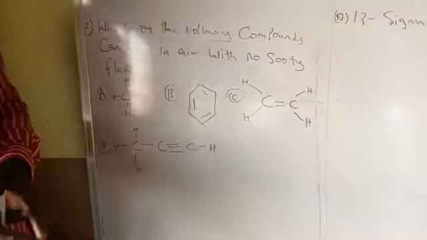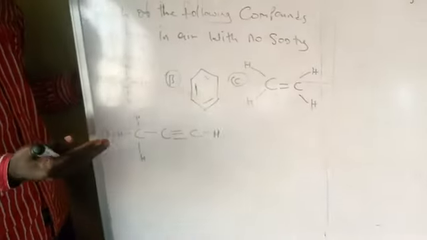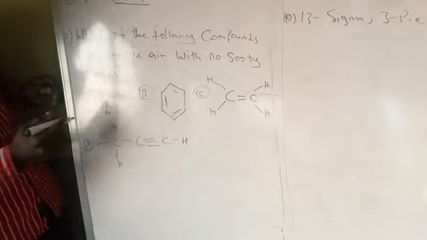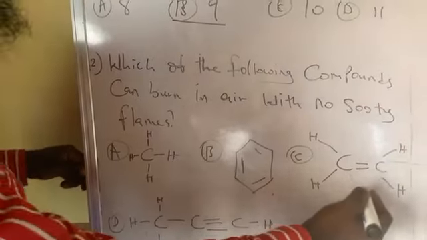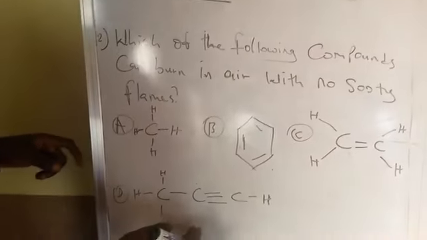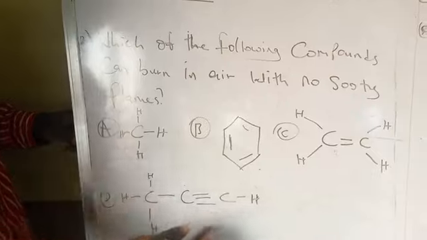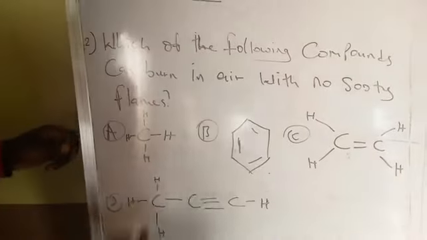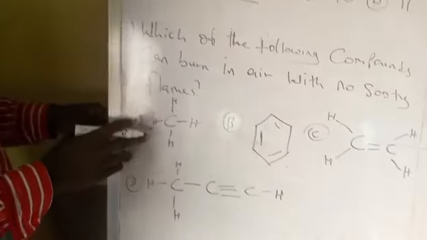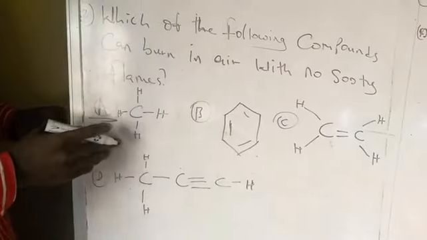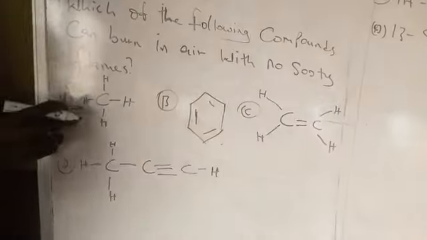Then the one that cannot burn with sooty flames, we have the alkanes, which are the saturated compound. Now if you check this one, this structure is a methane structure. This is the benzene, this is ethene, and this is propyne, which is under alkyne structure. So our answer is A, the methane, which cannot burn with sooty flames, which is under saturated compound.